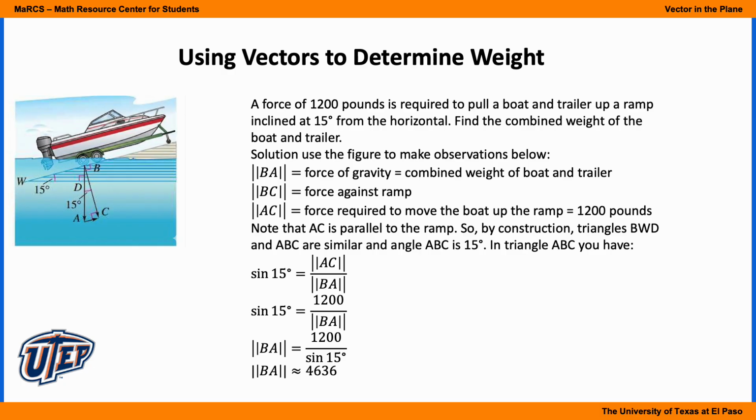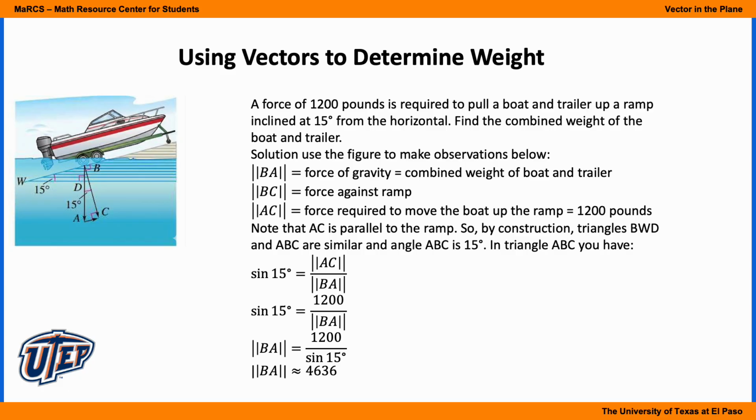Here we're given a force of 1,200 pounds is required to pull a boat and a trailer up a ramp inclined at 15 degrees from the horizontal. So here's the horizontal, and the ramp is right here, and it is at an incline of 15 degrees. We are told to find the combined weight of the boat and the trailer, so we can construct vectors from these initial and terminal points.